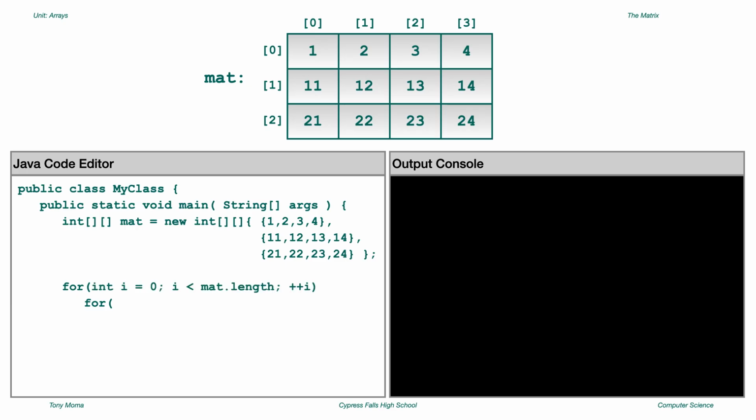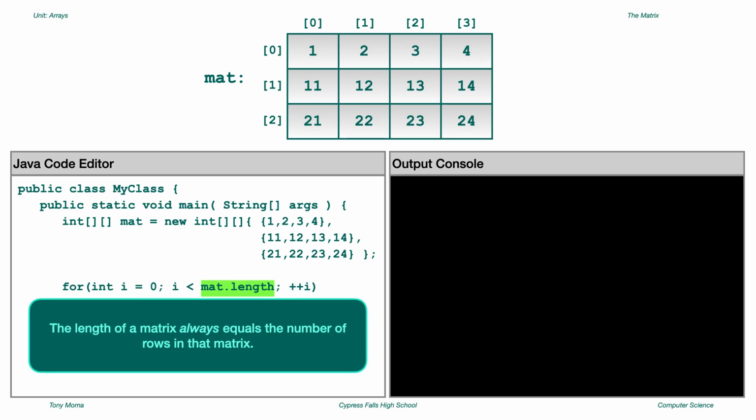Since we're visiting each row one at a time, we'd initialize i to 0 and increment it by 1 every single time. But notice that the number of outer loops is equal to the length of the matrix. That's because the length of a matrix always equals the number of rows in that matrix. So, since the outer for loop is what we're using to iterate through the individual rows, the length of the matrix is what we will use to determine the number of outer for loops that we need.